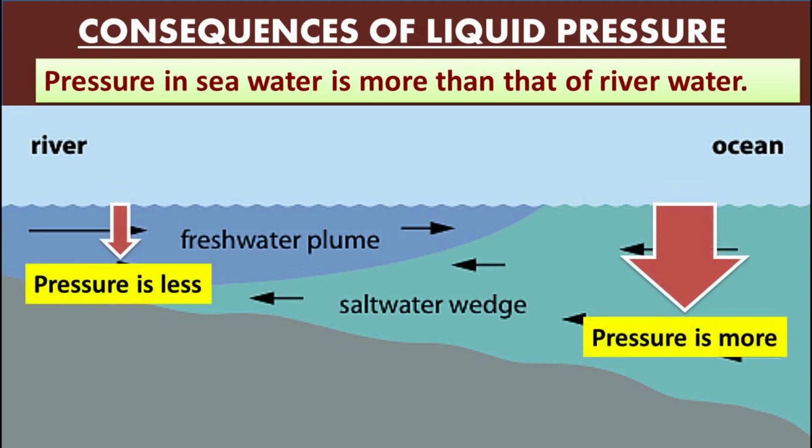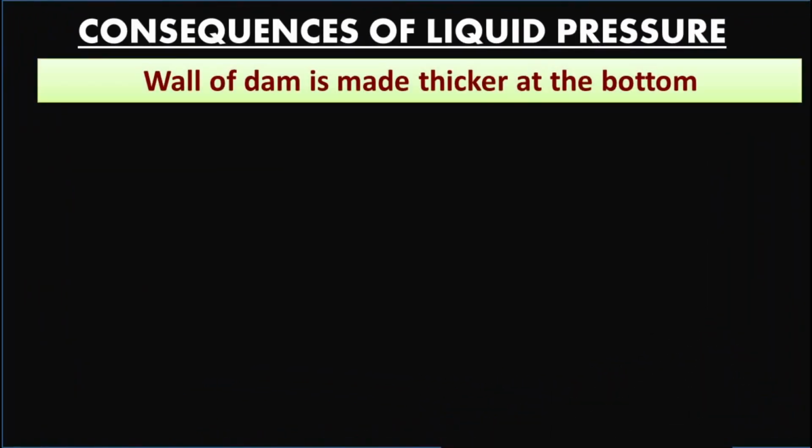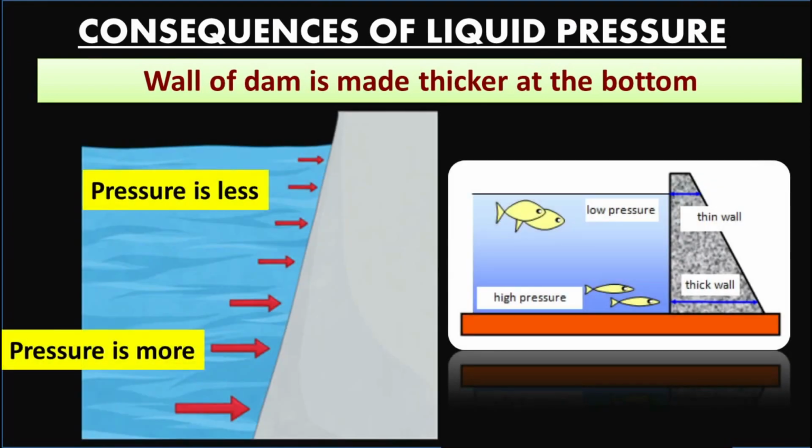Number 2, the wall of a dam is made thicker at the bottom. In a dam, the thickness of its wall increases from top towards bottom. The reason is that the pressure exerted by a liquid increases with its height. Thus, as depth increases, more and more pressure is exerted by water on the wall of the dam. A thicker wall is required to withstand a greater pressure, and therefore the wall of the dam is made with thickness increasing towards the base.